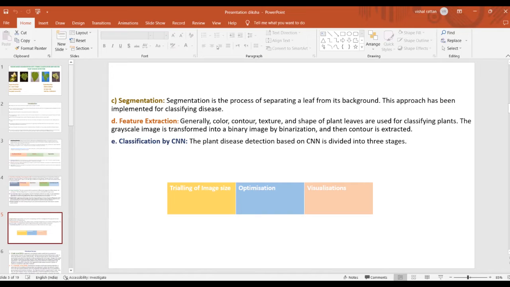Then we have classification by CNN. It is divided into three stages. The first one is testing of image size. Testing of image sizes ranging from 115 by 150 to 255 by 255 is performed. Then we have optimization. The ResNet 34 model is optimized by the most appropriate image size. Residual networks make it possible to construct networks with up to 1,000 convolution layers. Then we have visualization. The model is devised for creating a web application. This is carried out by storing the completed essential files in GitHub.